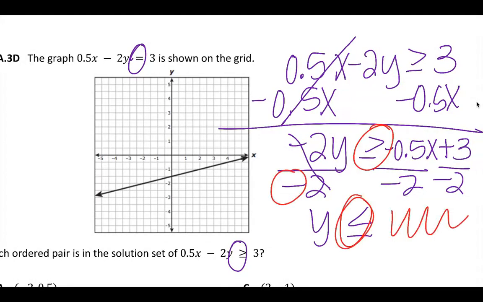And honestly, I don't even care what the rest of this is because the line's already graphed. All I cared about was where to shade. So now I know I need to shade below because it's less than or equal to. Now, since it's less than or equal to, my solution either has to be on this line or below the line. So let's graph some of these and see where they're at.